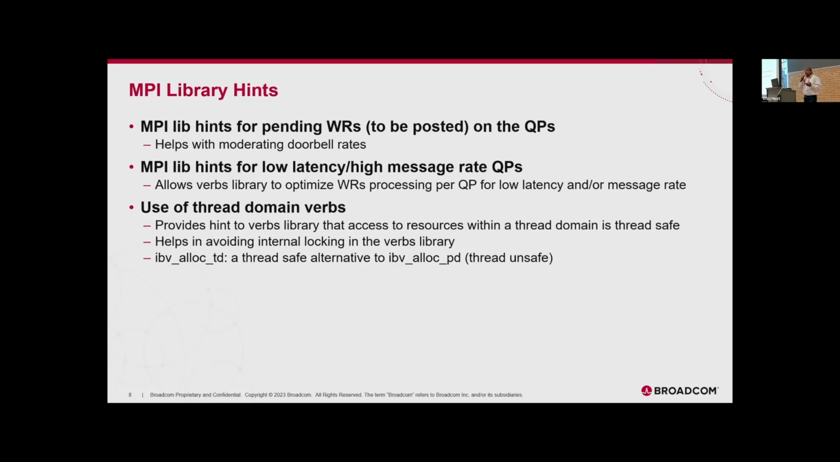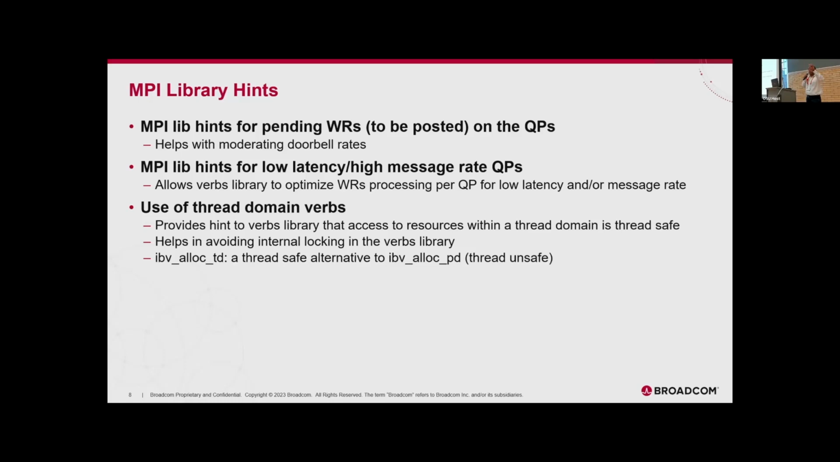And then the third thing, this is not commonly used. Generally, verbs has this protection domain, all resources are within that, and within the verbs library you have to maintain locks because it's not guaranteed to be thread safe. But there is this thread domain in verbs which the MPI library can use, and that gives a hint to the verbs library saying that if there are resources which reside in the same thread domain, then I don't need to have an extra lock on this. So this way you can avoid those kinds of intermediate locks in the library.